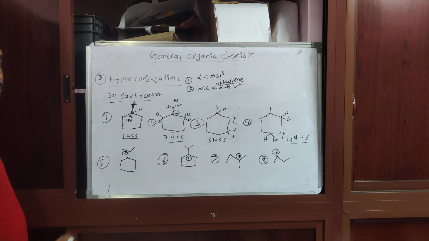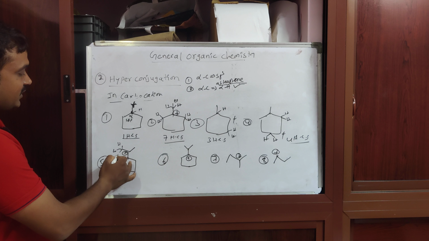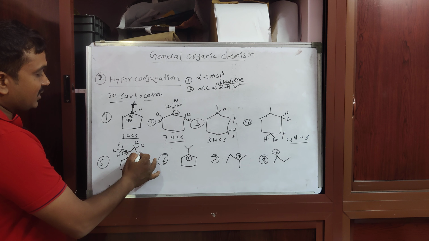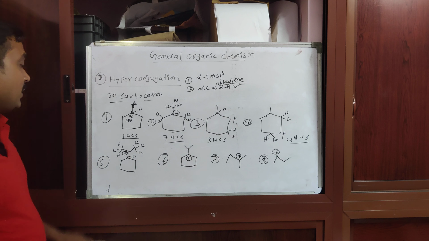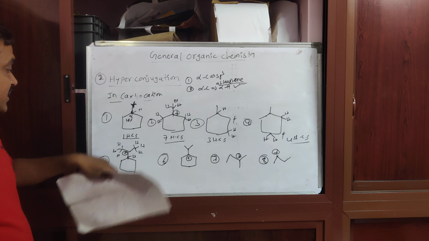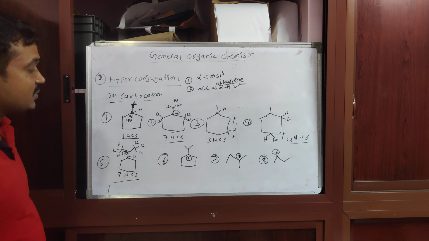If you take this molecule, this has an alpha carbon for this carbocation. 3 alpha hydrogens are there. This also has 3 alpha hydrogens. This has 1 hydrogen. All are sp3 hybridized. Total 3, 3 plus 3 is 6, plus 1 is 7. 7 hyperconjugation structures exist in this molecule.